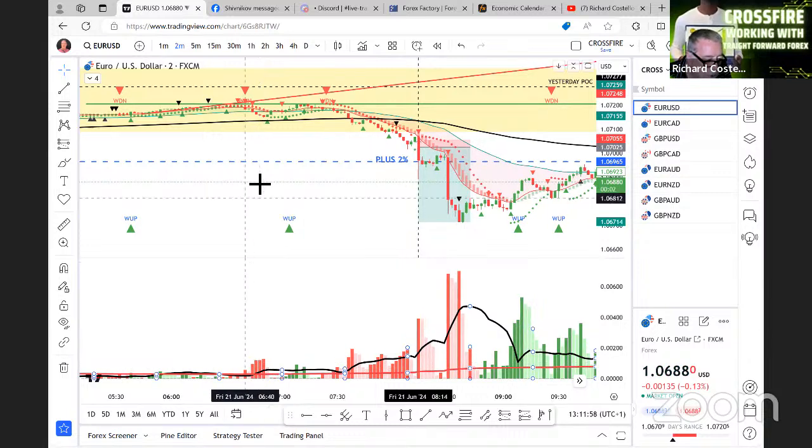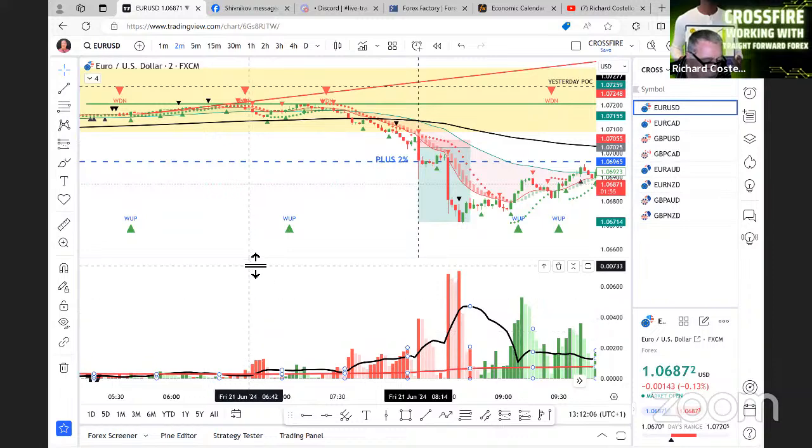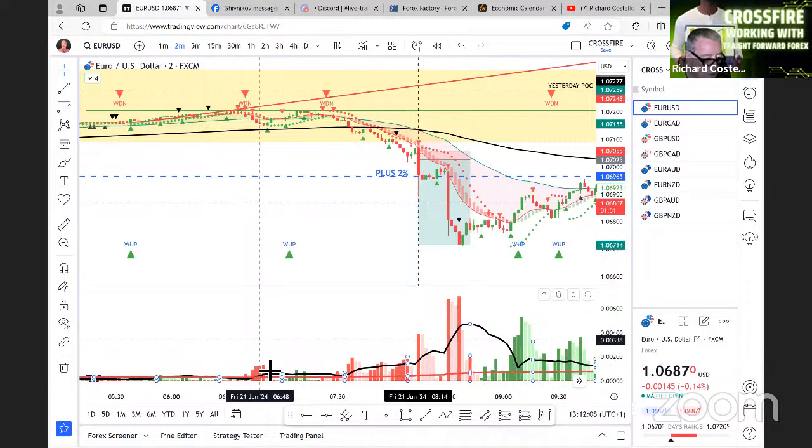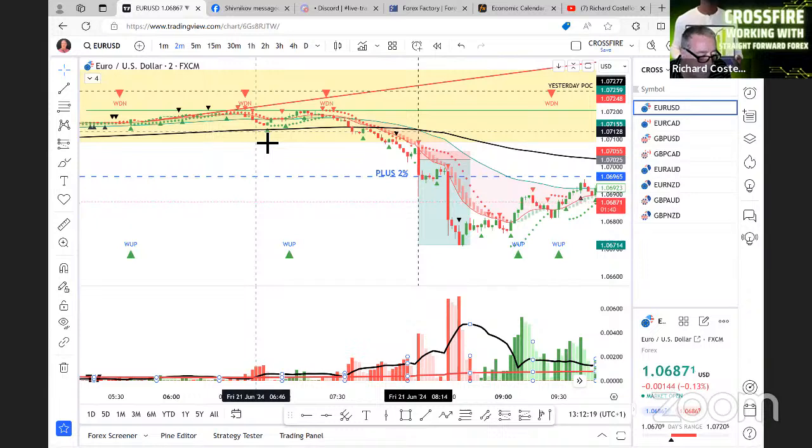I would have considered getting in at that point until I looked down at the water atta, and then that would have put me off completely. So I would have waited until this moment. But as you can see, price is moving away from the red trend line, and it's actually moving towards the 200, the black line, which is a 200 moving average.